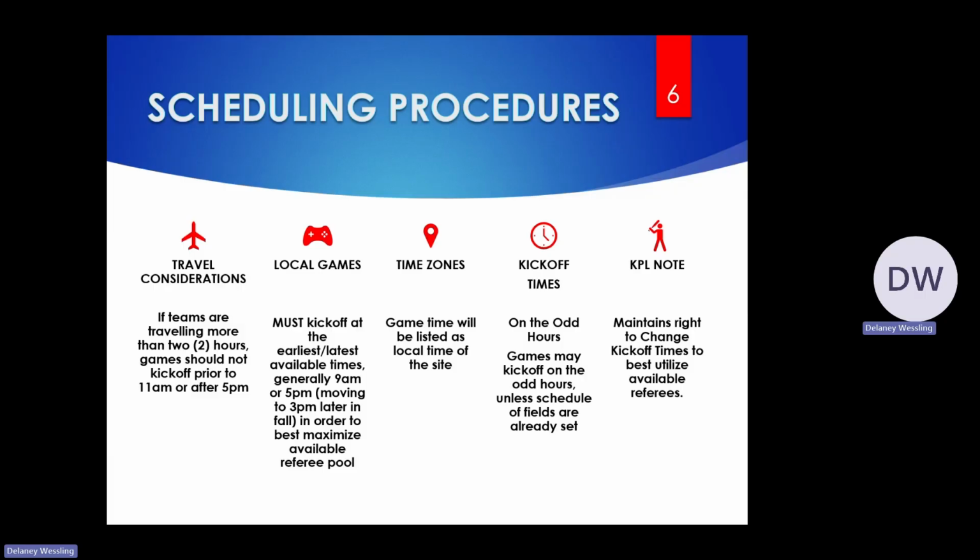When looking at kickoff times, games need to be set on the odd hours, 9, 11, 1, 3, 5, unless the fields are already on a set schedule. As in Northern Kentucky, they do things a little bit different. But other than that, games need to be on the odd hour. And again, referencing back to the last slide, KPL does maintain the right to change kickoff times to best utilize referees.